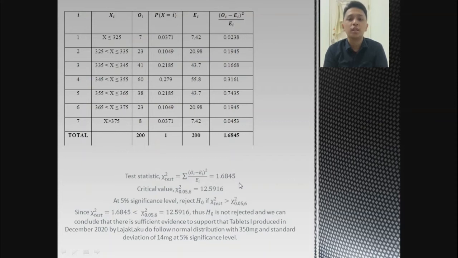And the result, we obtain the total of the chi-squared test, which is 10.6045. As we remember in the beginning, the null hypothesis is rejected when the chi-squared test statistic is bigger than the chi-squared critical value. To sum up, we obtain the chi-squared critical value is 12.5916. Therefore, H0 is not rejected and there is sufficient evidence to support that Table 1 produced in December 2020 by Lajak Laku follows a normal distribution from the FDA.